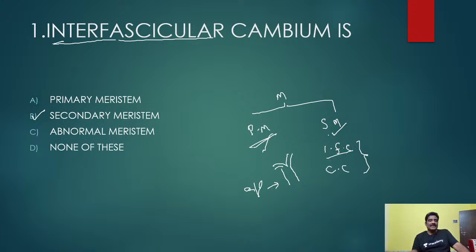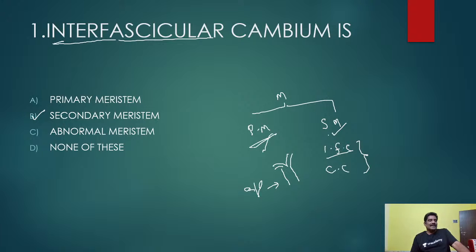That interfascicular cambium comes under secondary meristems. These are formed later in the life cycle of the plant. That point you have to remember. We will study in detail about secondary growth in plants, and then we will discuss the interfascicular cambium. The right option is secondary meristem.